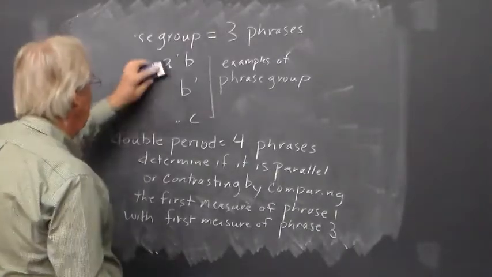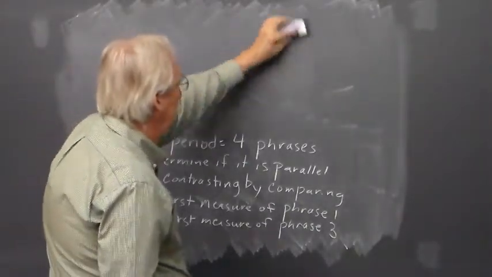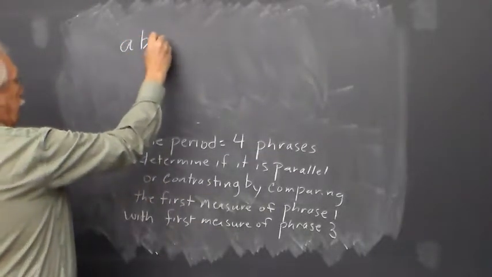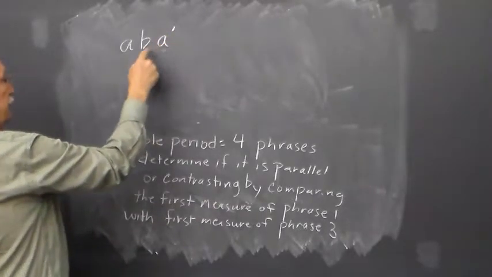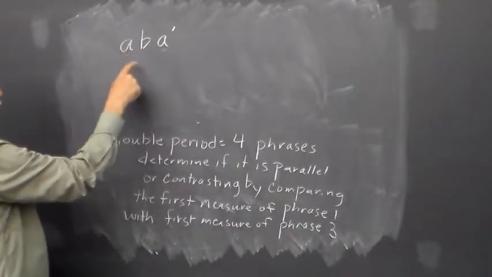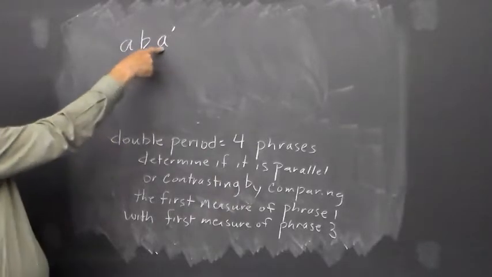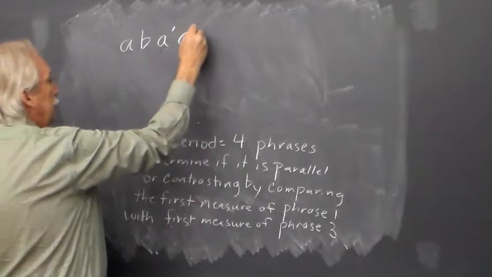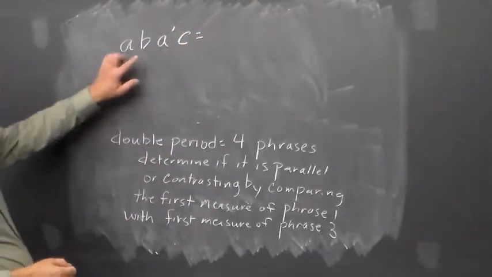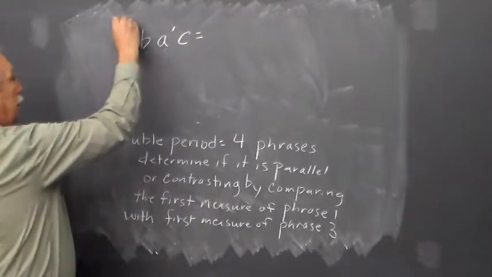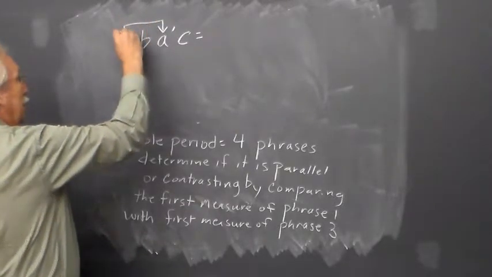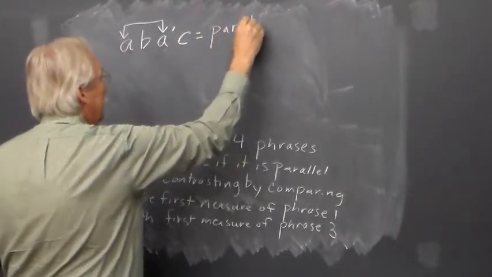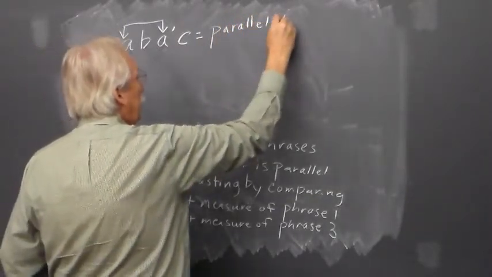So, if you have this situation, this means that you have at least one note that's different than this, but the first measure of this is parallel to the first measure of this third phrase. Then you'd say that that is a parallel double period.